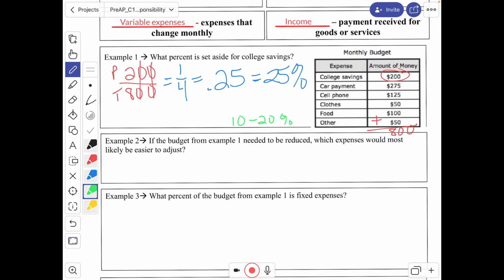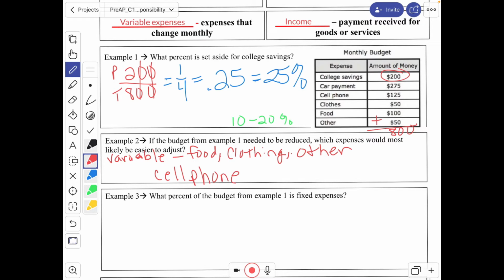Example 2 says, if the budget from example 1 needed to be reduced, which expenses most likely would be easier to adjust? Remember, those would be the variable expenses, the ones that change. And her variable expenses might be food or clothing, and that other category, miscellaneous type expenses.